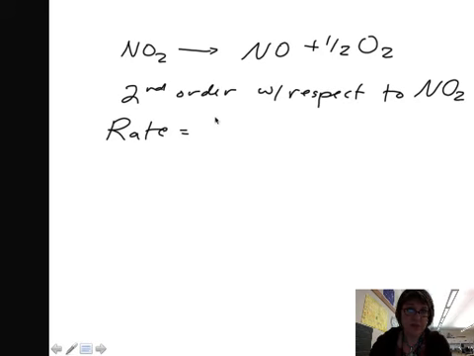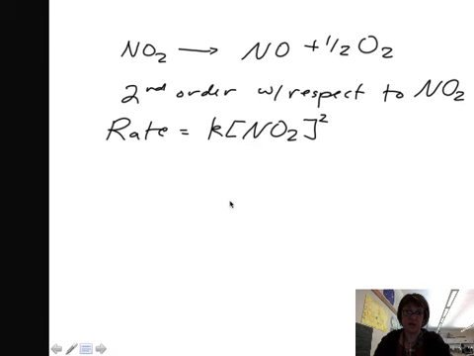So rate equals K times the concentration of NO2, and it is second order, so it's raised to the second power. That's a lot easier than doing a differential rate law where you have to type in 3 different experiments and compare one to the other and all of that nonsense. So we know this is a second order reaction. We know what the rate law is. Let's determine the value of K.